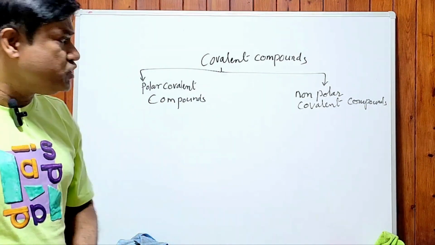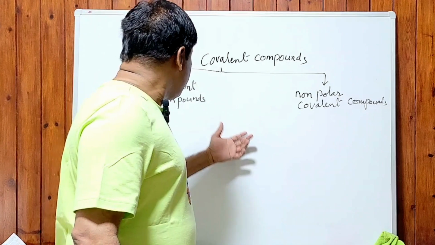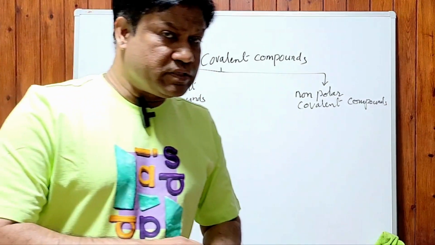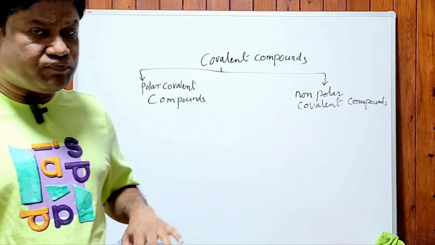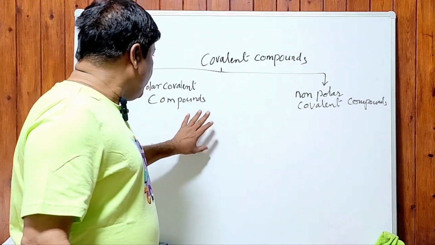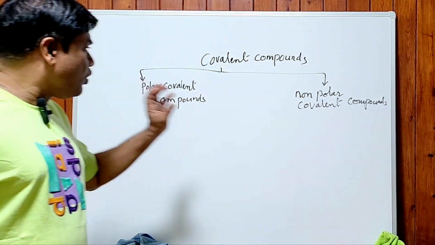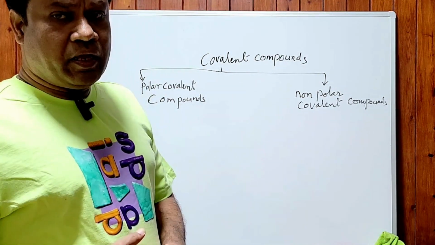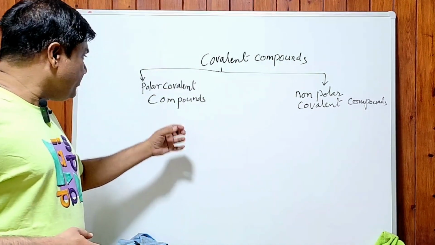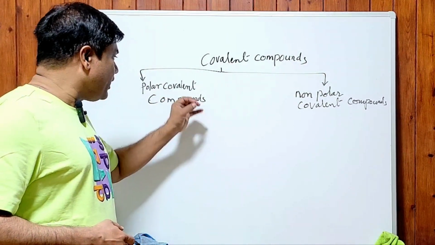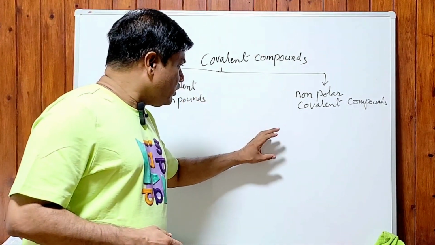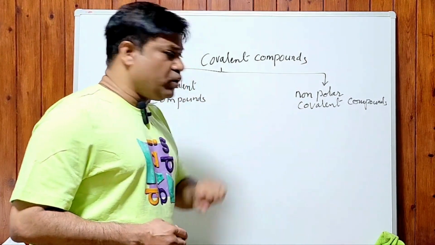Today I'm going to teach you polar covalent bonds and non-polar covalent bonds. I've already started in my previous video about covalent bonding. Now, why are some covalent compounds polar and some non-polar? What's the condition that makes the molecule polar and makes the molecule non-polar? Let's see.